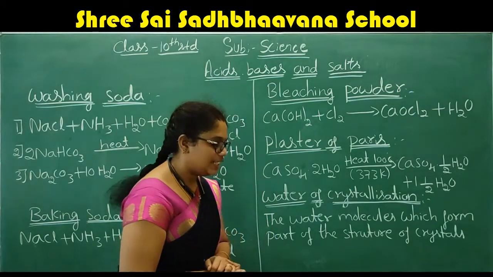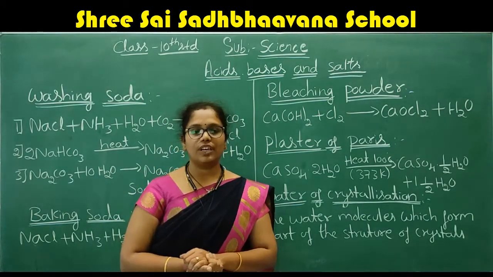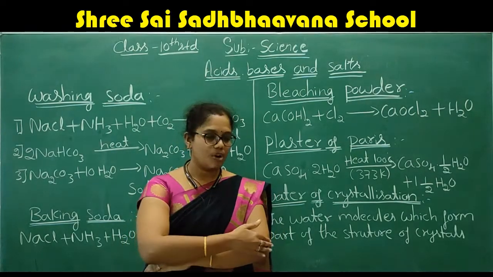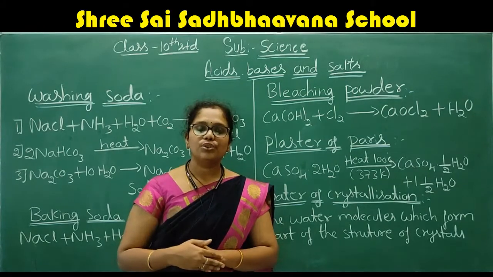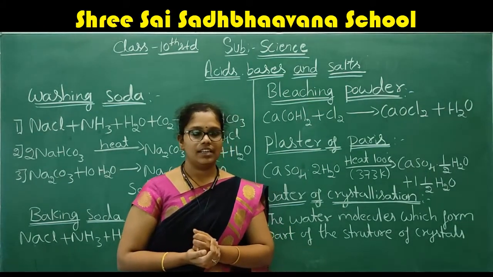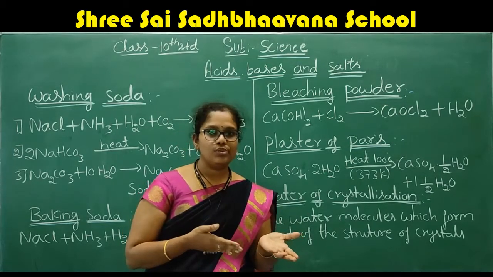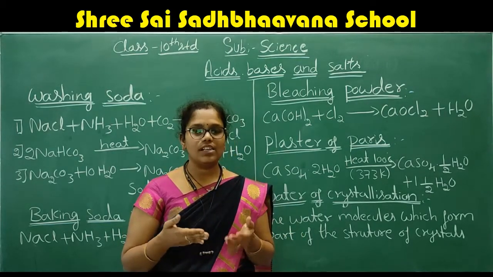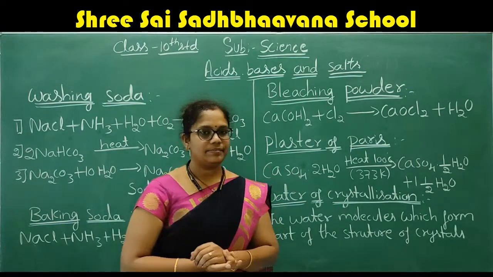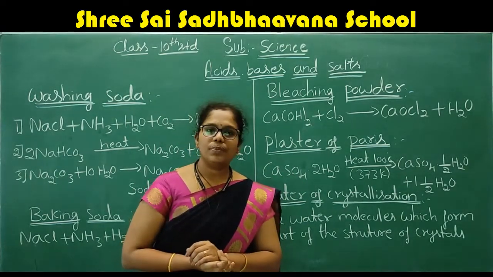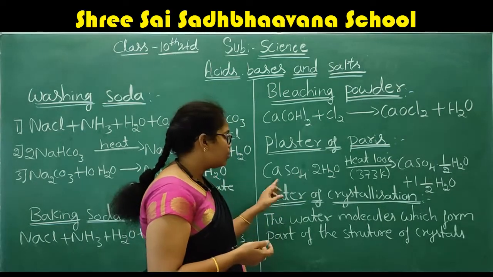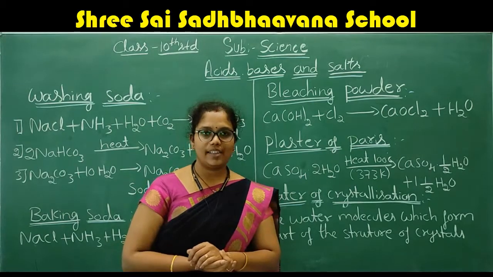If you have any damage in your bones or in any body part, we put the plaster of Paris to recover it, right? Before, we used cement. Nowadays the cement is replaced by the plaster of Paris. What is the formula of the plaster of Paris? And also, how are we going to prepare it?